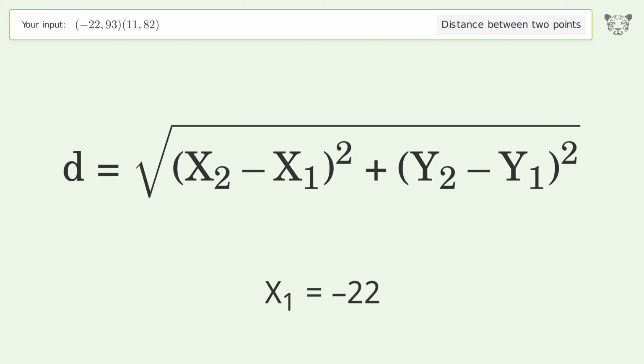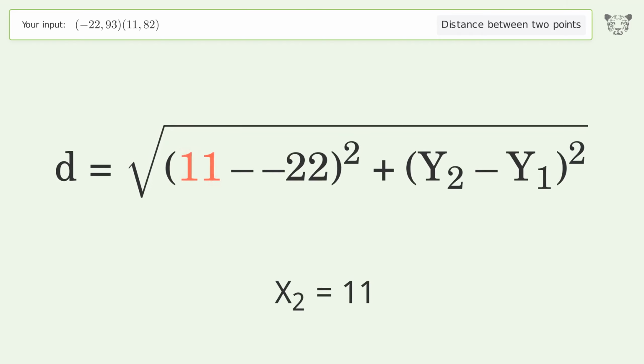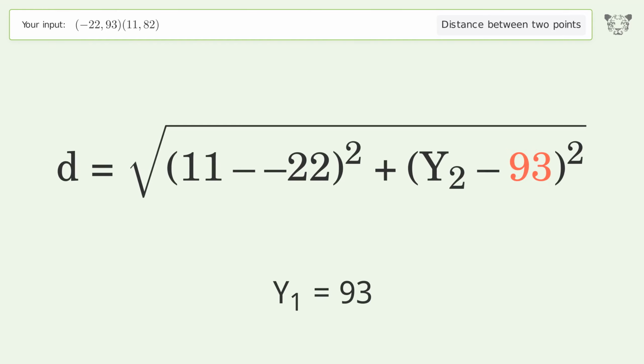x1 equals -22. x2 equals 11. y1 equals 93. y2 equals 82.